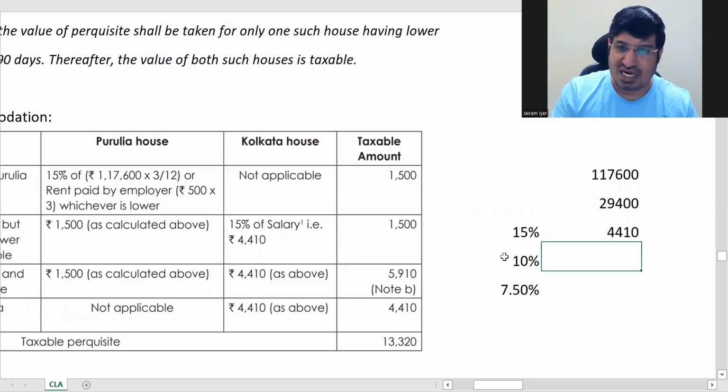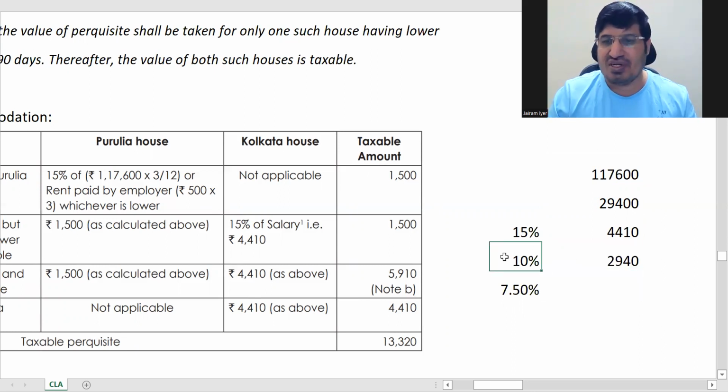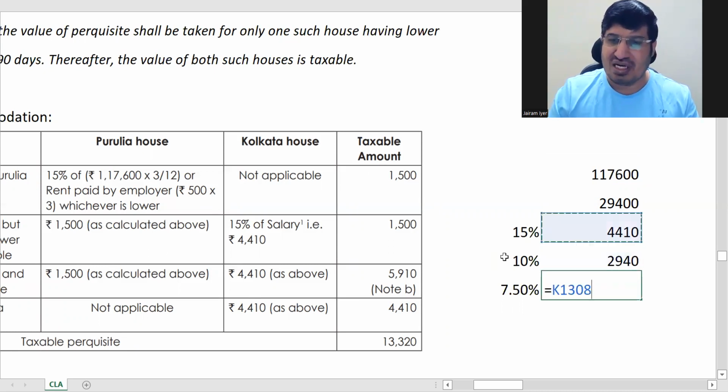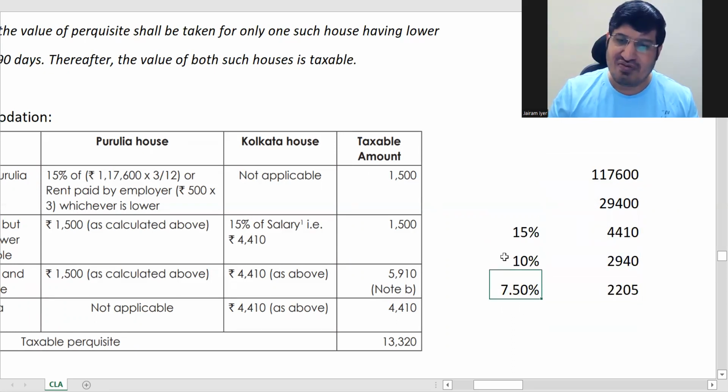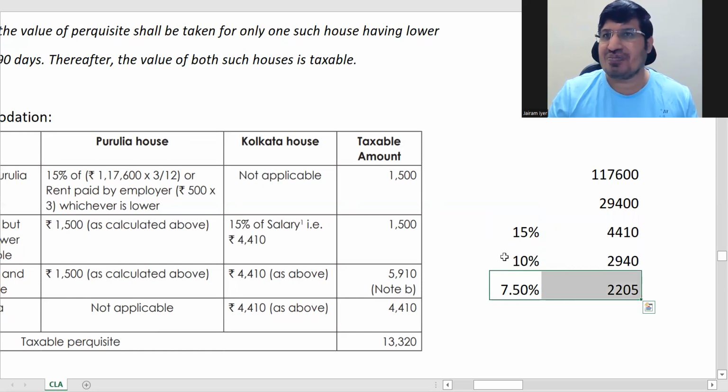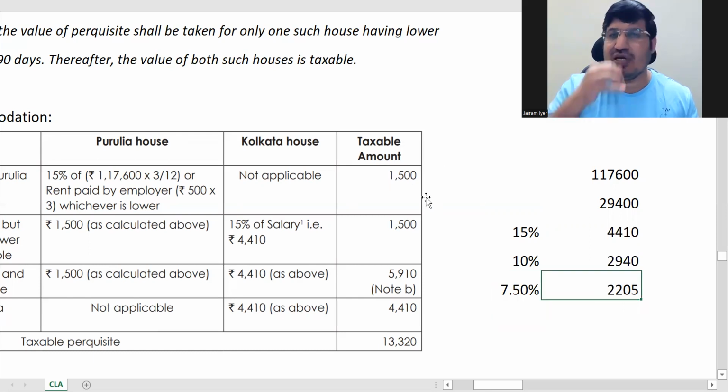What about the second case? Second case, just remove 10, you get 2,940. So even if it is 10%, 1,500 only is lower. What about the last one? Let's check into 7.5%, 2,205. So in any case, even if the population is up to 10 lakhs, your 1,500 is still the lower one here.